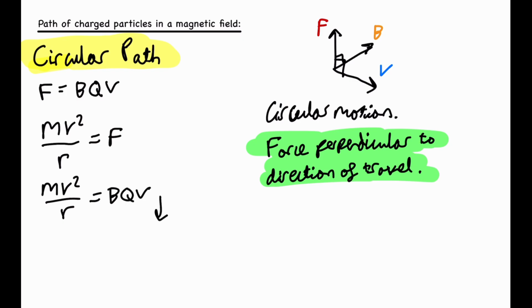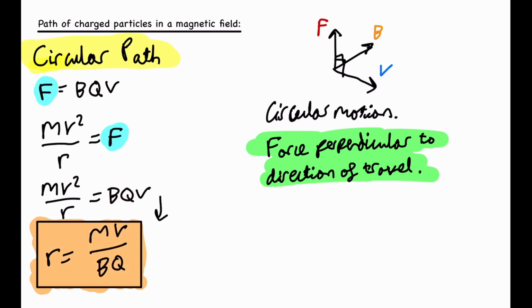If we rearrange this equation, we can find the radius of the circular path. If you multiply by r on both sides, you're going to get r here. If you divide by v, the square is going to cancel out. Divide by B and Q, and they're left at the bottom, so you're going to get r = mv over BQ. We got this by equating both forces because they are the same.